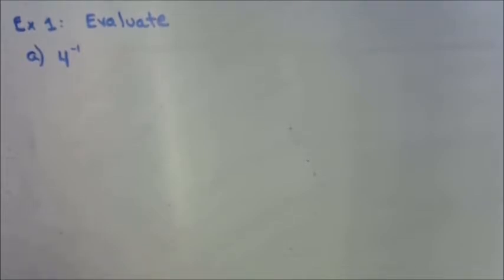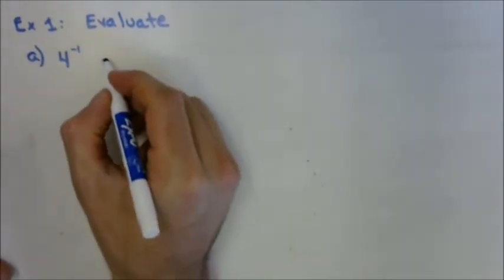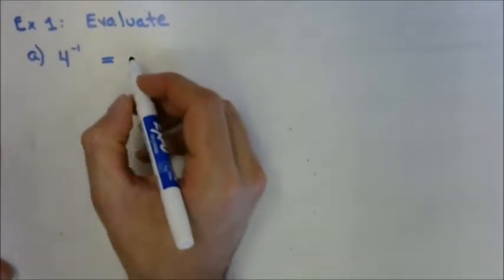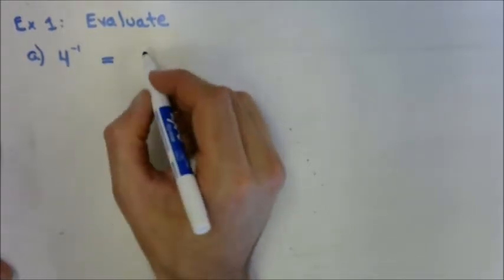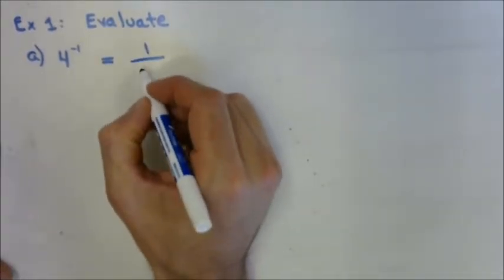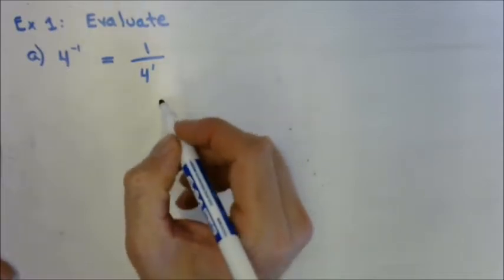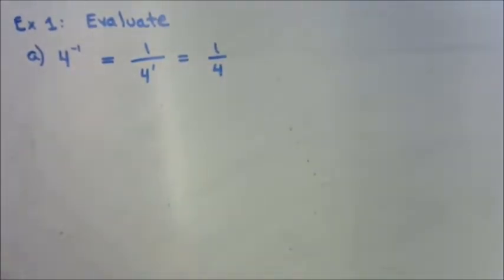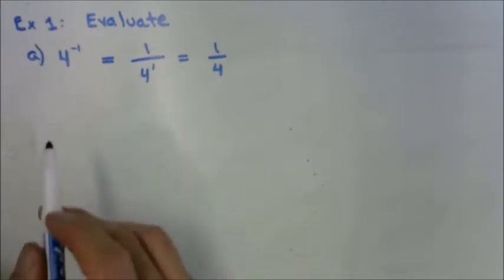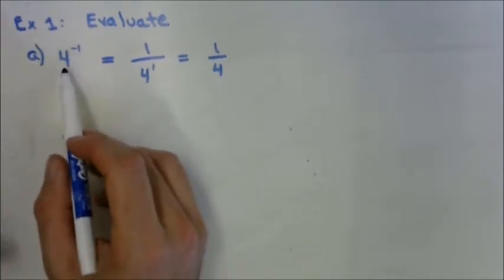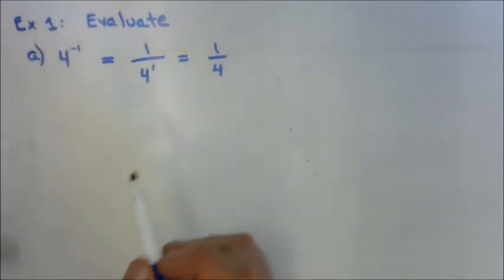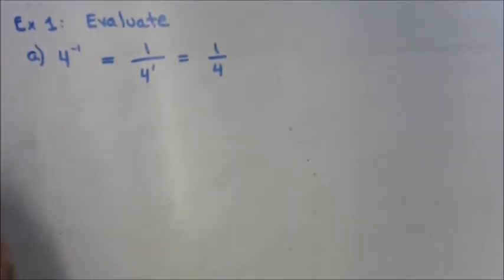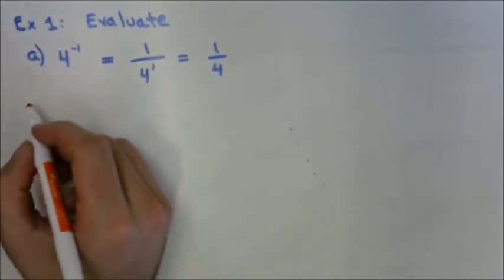A base raised to a negative exponent is the exact same as the reciprocal raised to a positive exponent. So 4 to the power of negative 1 is exactly the same as 1 over 4 to the power of 1, which is just 1 over 4. So 4 to the power of negative 1 is 1/4.